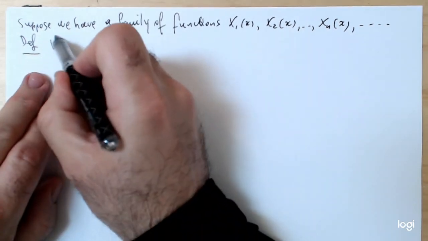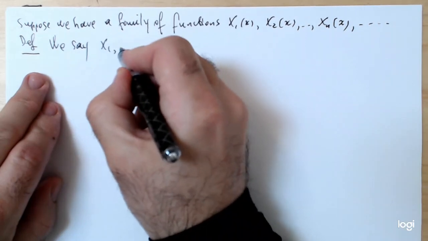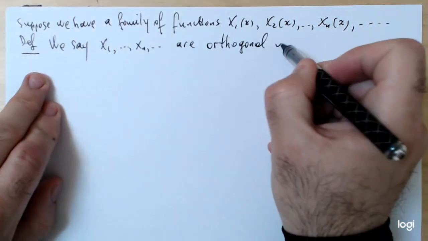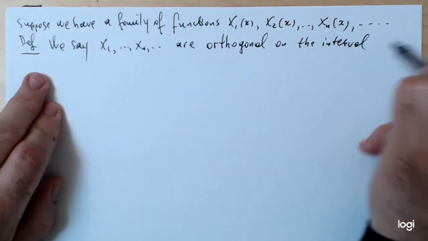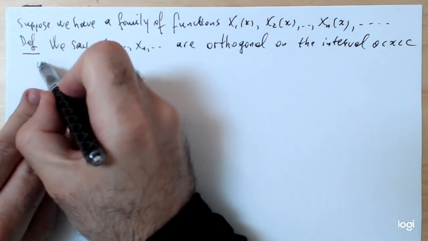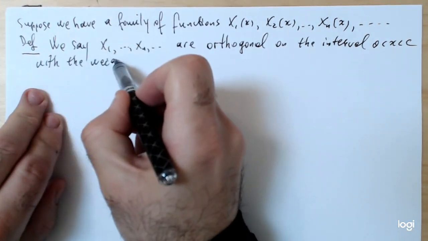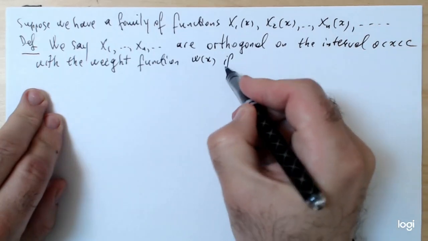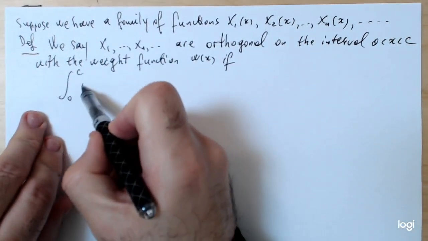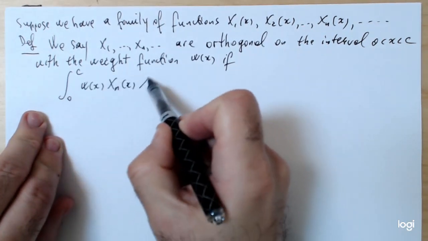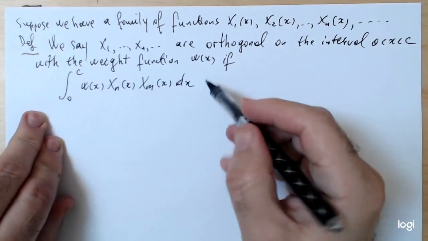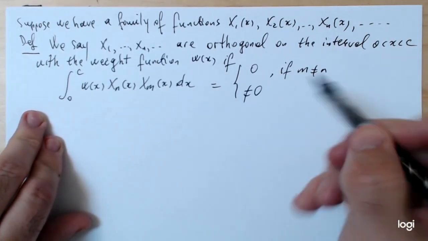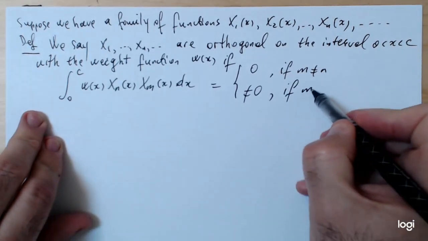And let's write a definition here. So we say that X_1, X_n, and so on are orthogonal on the interval 0 to c with the weight function, let's call it w of x, if the integral from 0 to c of w of x, X_n of x, X_m of x dx is 0 if m is not equal to n, and not equal to 0, let's not specify a number here, if m is equal to n.